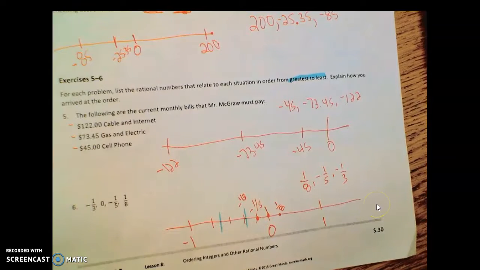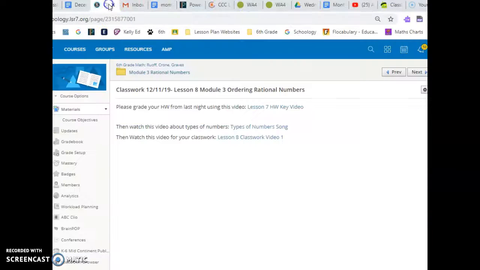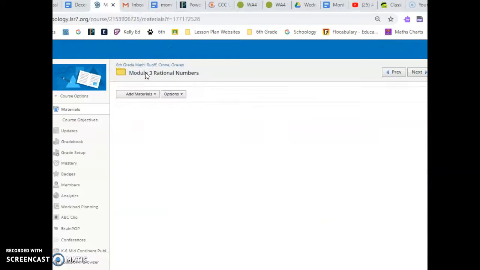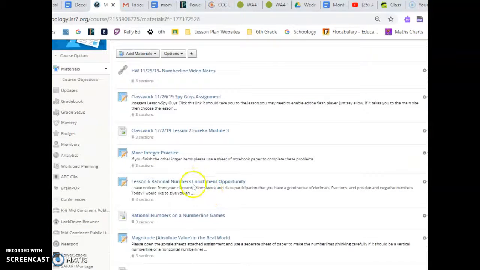If you finish these and there is still time left in your math class, you can go back to Schoology and go to the link that says integer. Go to this link that says Rational Numbers on a Number Line Games and play some of those games until time is up. If you get bored of those games, you may also go to Prodigy Game. Don't forget to do your homework, which is the Lesson 8 worksheet, and bring it to class tomorrow.